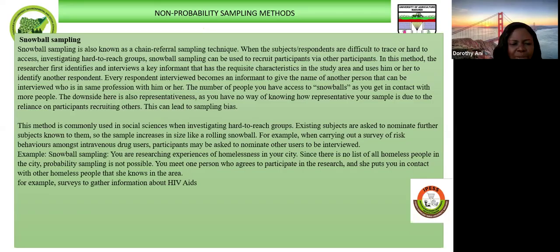Example, snowball sampling: you are researching experiences of homelessness in your city. Since there is no list, no sample, that's what we are saying here, is that in snowball sampling, you don't have a sampling frame, so to speak. You may not, in most cases. I don't know whether there are some that you may have, because in some places, if I'm doing work on HIV patients, for instance, I may get the sampling frame from maybe a hospital.